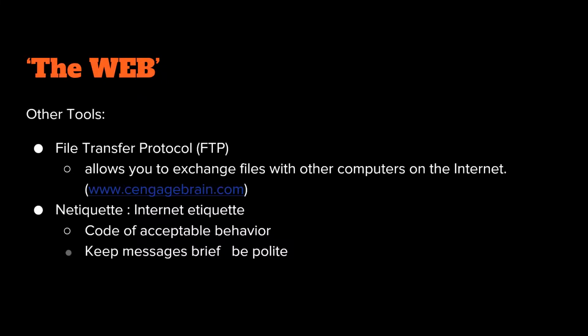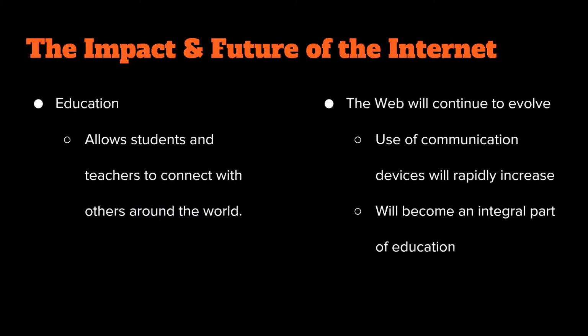Other tools on the World Wide Web are the File Transfer Protocol and netiquette. The File Transfer Protocol allows you to exchange files with other computers on the internet. Netiquette is short for internet etiquette, which is the code of acceptable behavior you should follow on the internet. Examples of netiquette in emails, news groups, and chat rooms would be to keep messages brief using proper grammar and spelling, be polite and avoid offensive language, and do not use all capital letters, which is equivalent to shouting.